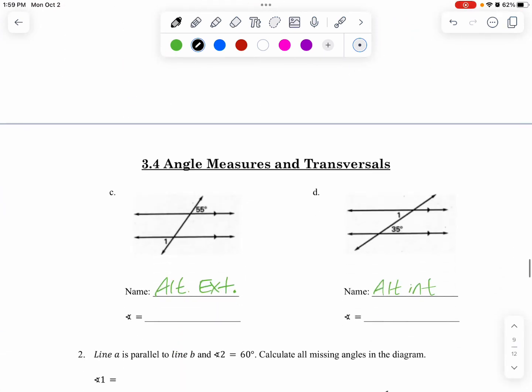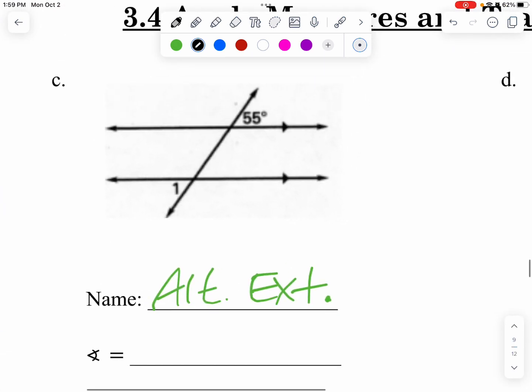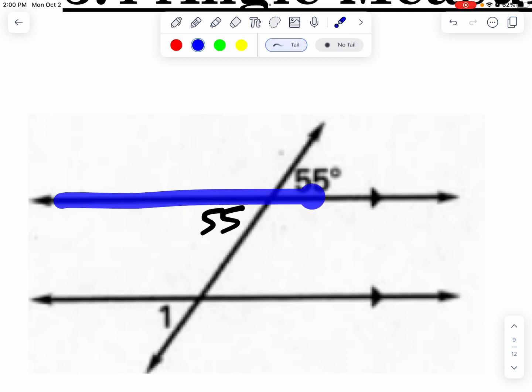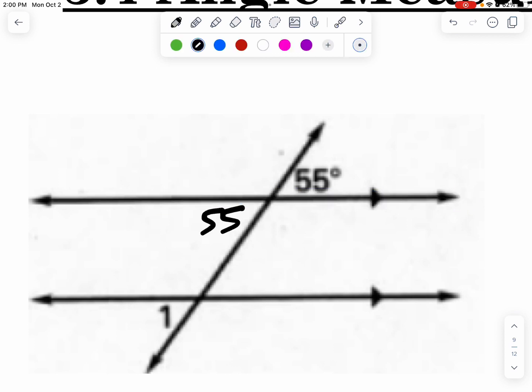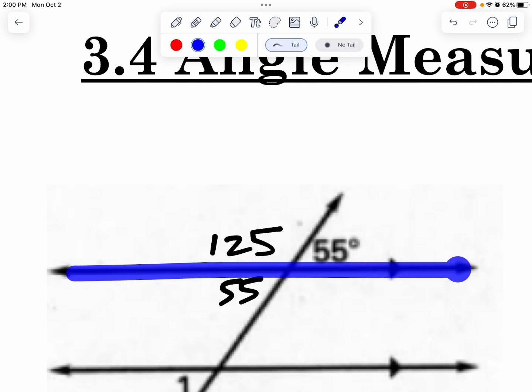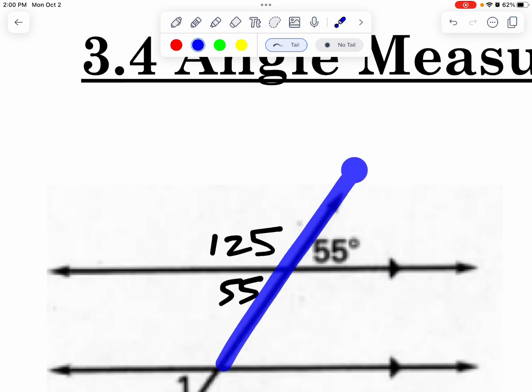Love to see it. Let me do these last two and then we'll be done. Alternate exteriors. Let's see, I'm first noticing that I have a bow tie, so I'm going to put the 55 in where it belongs. And I also notice that I have a straight line here. I know a straight line adds up to 180. So if I have 55, that means I have, let's see, is it 125 when I add up to 180? Yes. Yeah. So I've got 180 degrees there. I could also look at this line, 180 degrees. Either way you look at it, you got 125 there.